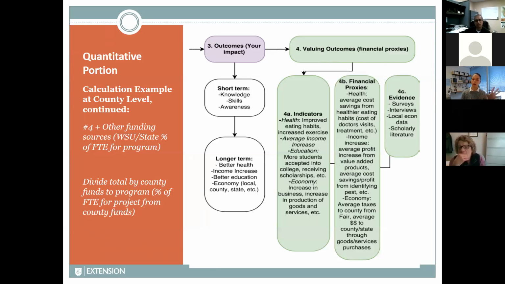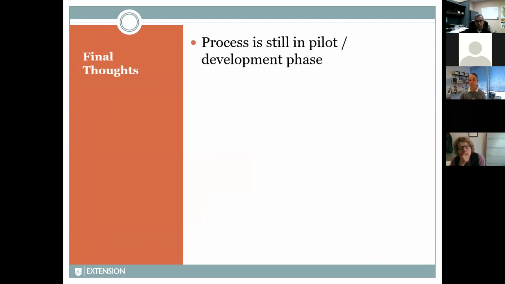So we value the financial proxies for outputs, some that are specific and some that are just proxies, and then we add them to these financial proxies together. And we divide that total by county funds that are going to the program, which in this case is a percent of full-time employees for the project. So it's a lot, and it's, like I said, something that we're still kind of currently wrestling with and trying to understand how to accurately assess those financial proxies. It's still in a pilot. I don't want you to think that this is something that we're advocating everyone should go out and do.